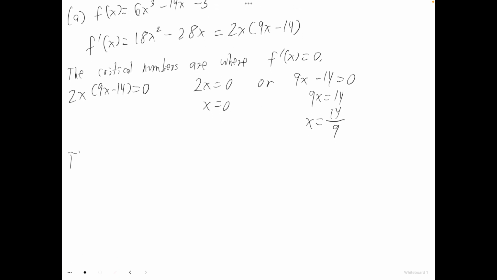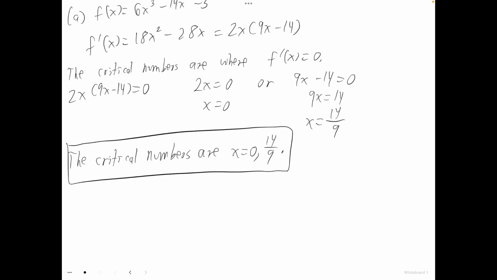So the critical numbers or points, they're called both, are x equals 0 and 14 over 9. And so those are critical numbers. They're the places where we could have a local min or max. You'd actually need to do some testing, which we will talk about in the future, how to do that testing at these points. But those are places where we could have a local min or max.